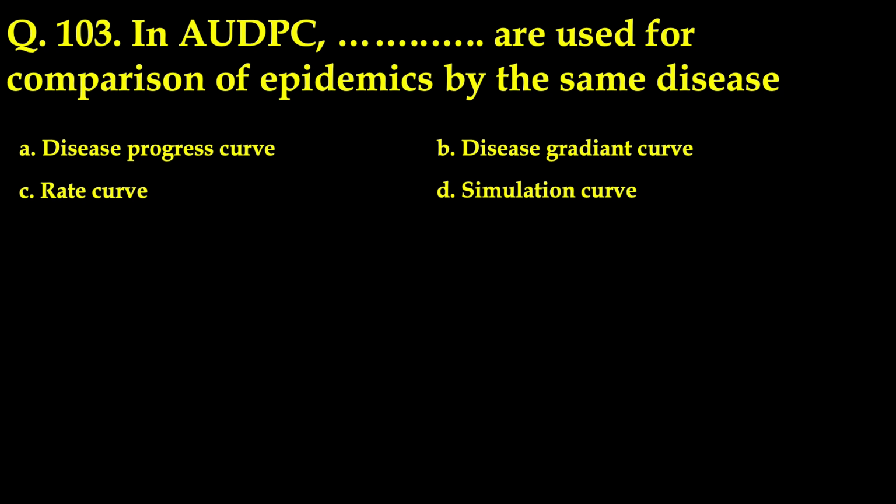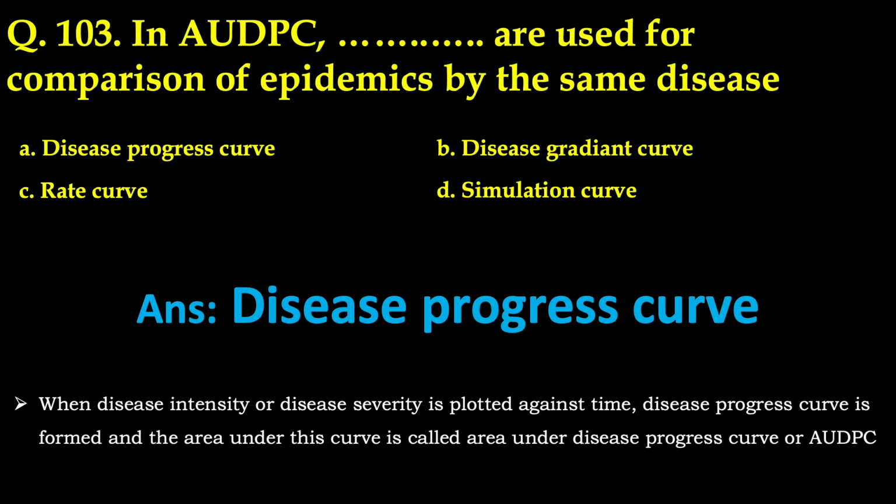This is another question. In AUDPC, there was a gap: blank are used for comparison of epidemics by the same disease. The right answer from all these 4 options is disease progress curve. As you know, a DPC can be obtained as long as the amount of disease in the plant population is assessed sequentially in time, which then integrates the effect of the three main elements of the disease triangle occurring during the epidemic.